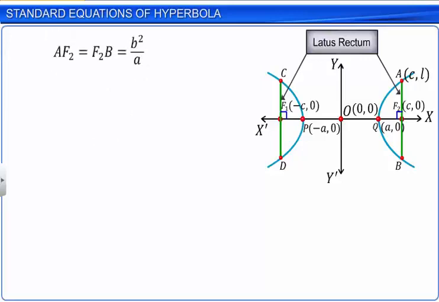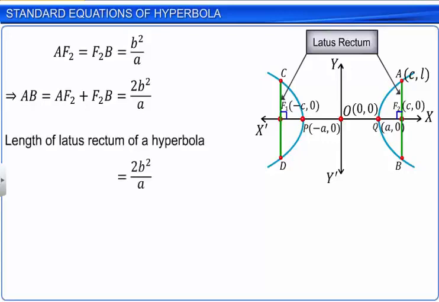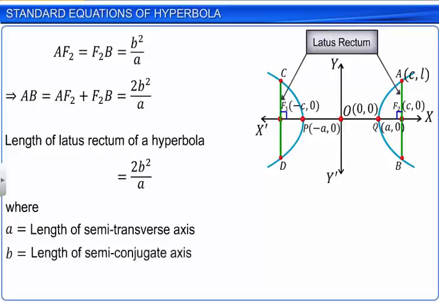Since the hyperbola is symmetrical about the x-axis, distance AF2 is equal to distance F2B. Hence, the total distance AB is equal to 2b squared upon a. Distance AB is the length of the latus rectum. Thus, the latus rectum of a hyperbola with its semi-transverse axis equal to a and the semi-conjugate axis equal to b is given by 2b squared upon a.